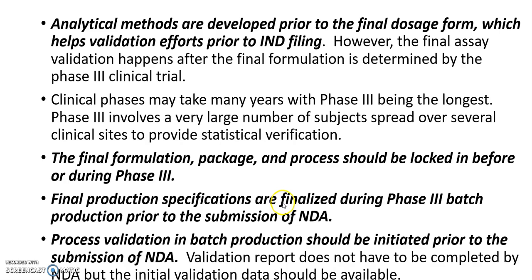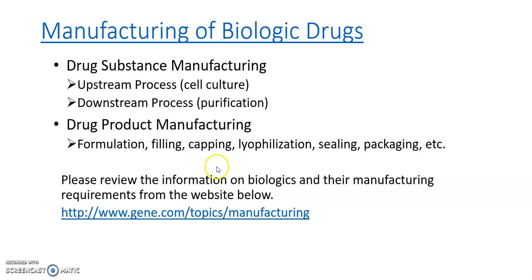Final production specifications are finalized during the phase 3 batch production, prior to the submission of NDA again. Process validation and batch production should be initiated prior to submission of NDA. Normally, NDA is the final submission, so everything should be locked in. That's what it means. So understand that.